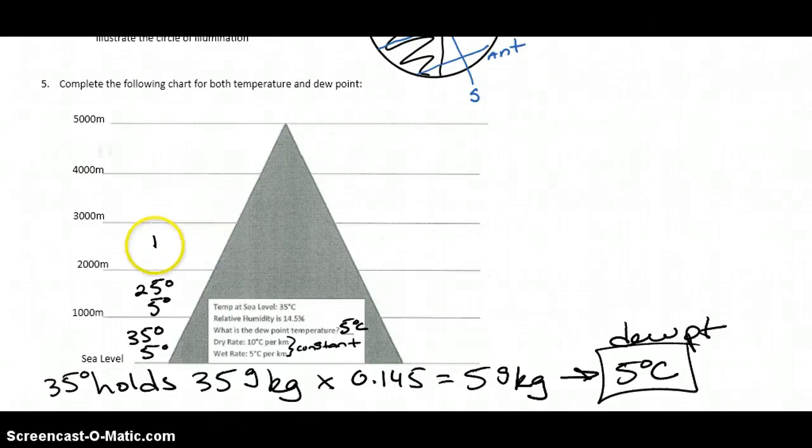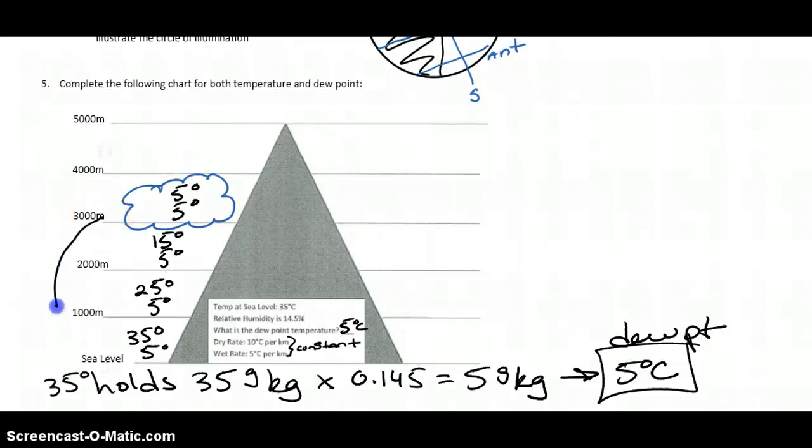I'm going to keep doing that, subtracting by 5 as I go, until I reach a point where they're the same. So now at 3,000 meters, I have reached what is known as the condensation level. Clouds have formed, the two are the same, saturation's occurred. So I used the dry rate that whole time. I never changed the dew point, but the temperature dropped by 10 because it cooled down as it went up in the atmosphere. From here on up, I'm going to use the wet rates, just subtracting 5 from both. So I have 0 and 0 and -5 and -5.